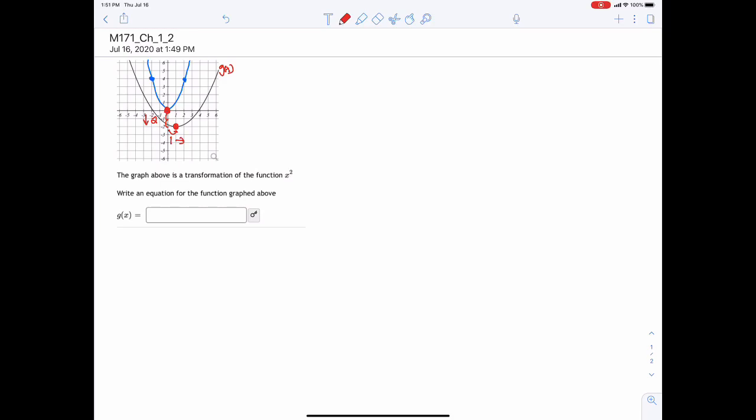So in this case, if we use the generic form of g of x is equal to a times x minus h squared plus k, where h is the horizontal shift and k is the vertical shift, this means that the horizontal shift would be 1 unit to the right, and the vertical shift would be 2 units down.